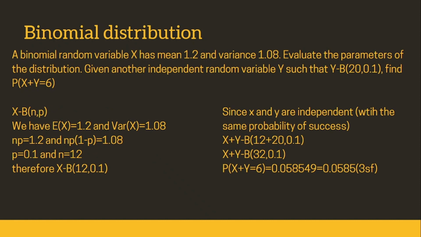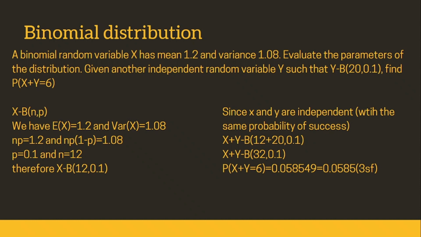So for np, our E(X) is equal to 1.2, and our variance of X, np(1 minus p), is 1.08. We can then solve it together by substituting the 1.2 into 1.2(1 minus p) equals 1.08. By doing that, we find that p equals 0.1 and then n is equal to 12. So that's how we can find the parameters for the binomial random variable X.